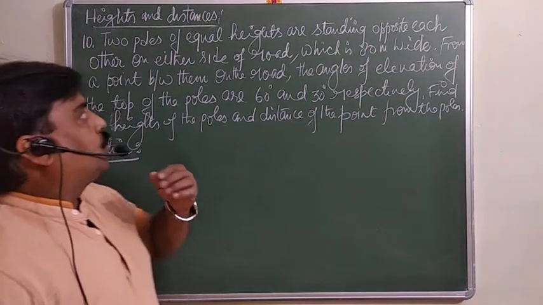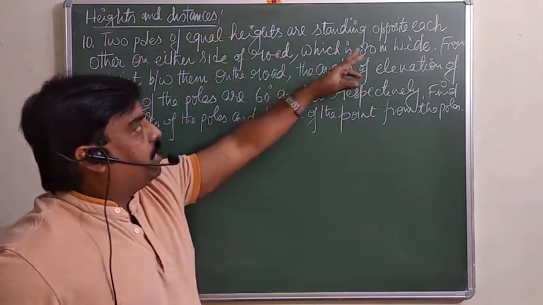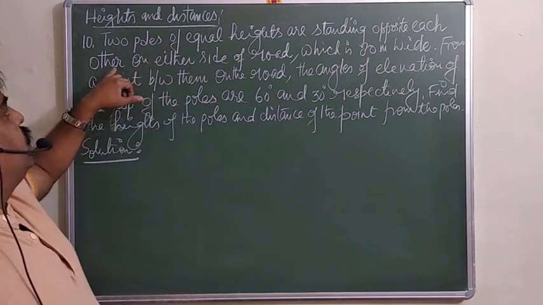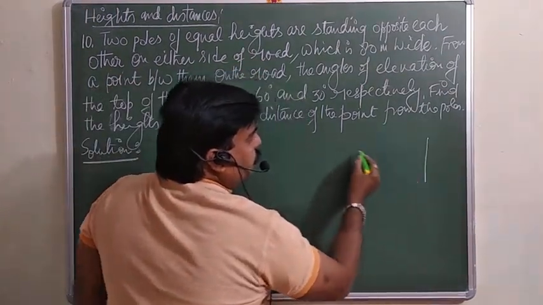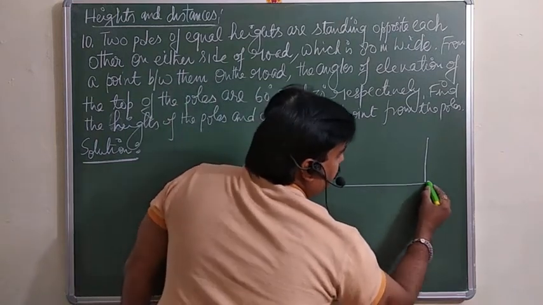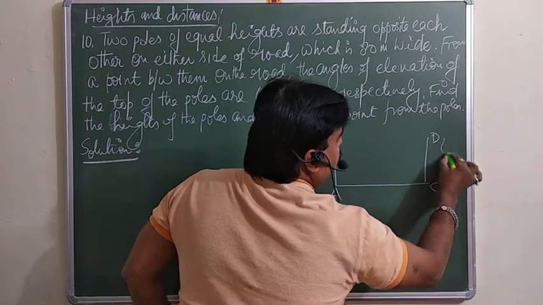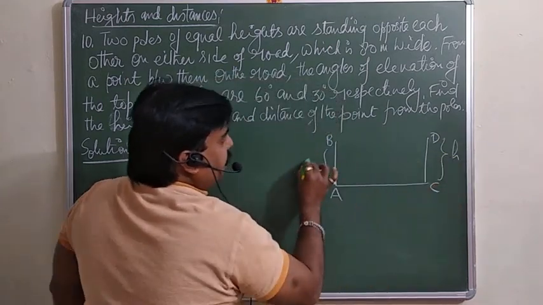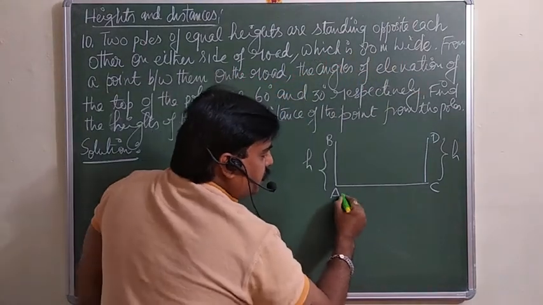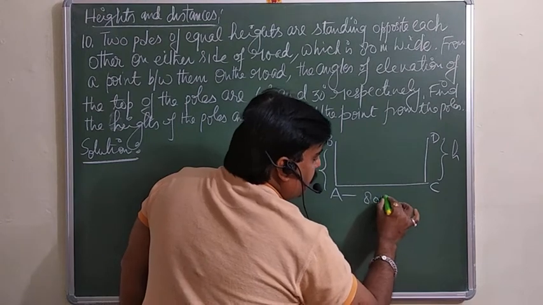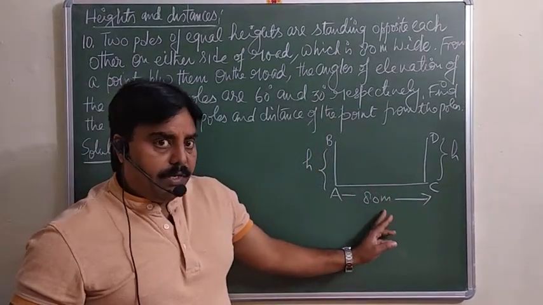Okay, one more question is here. The question is, there are two poles of equal height standing opposite to each other on either side of the road. Means there are two poles of equal heights. Let us suppose AB and CD are the two poles. The height you can assume, let us suppose H. Then the road is 80 meter wide. This is given, 80 meter wide. Means the width of the road is 80 meter.